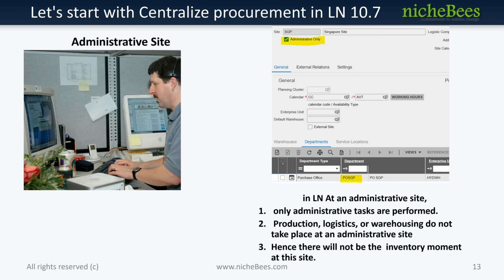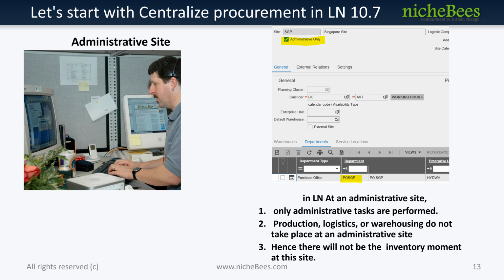Let's start the central procurement with LN 10.7. How do we do centralized procurement in LN 10.7? Define the administrative site, which is meant for administrative tasks only, like researching potential vendors, comparing and evaluating offers from suppliers, negotiating contract terms of agreement and pricing, tracking orders and ensuring timely delivery, entering order details like vendors, quantity, and prices into ERP LN, monitoring stock level and placing orders as needed, and coordinating with the warehouse staff to ensure proper storage. Bottom line, there will not be any production, logistic or warehouse activities here, hence there will not be any inventory movement at this site.